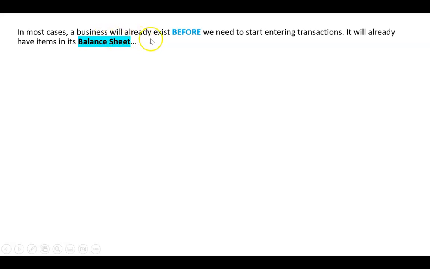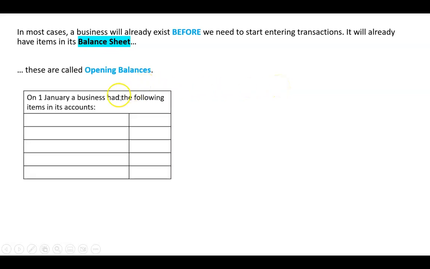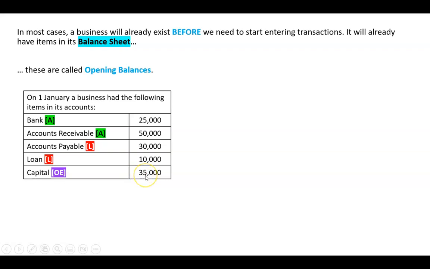In most cases, a business will already exist before we need to start entering transactions. It will already have items in its balance sheet. We're going to call those opening balances. So, for example, on the 1st of January, a business had the following items in its accounts. It had an asset called bank, 25,000, an asset called accounts receivable of 50,000, a liability called accounts payable of 30,000, a loan of 10,000, and there was a capital account at 35,000.